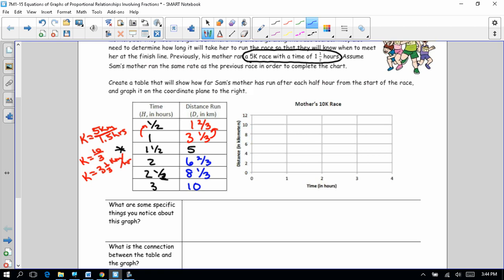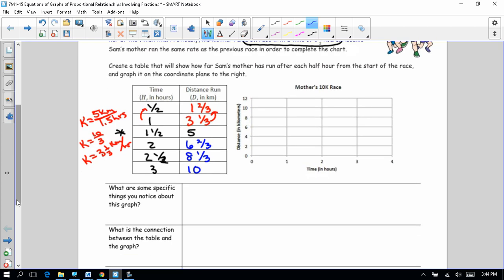So what are some specific things that we notice when we put this together in a graph? Well, let's graph this first. Half an hour, 1 2/3, so it's about there. In 1 hour, it's at 3 1/3, about there. And 1.5 hours, I'm going to change color because I was given that data. 1.5 hours, it's at 5. And then at 2 hours, it was 6 2/3. And then at 2.5 hours, 8 1/3. And then lastly, 3 is 10, right there.